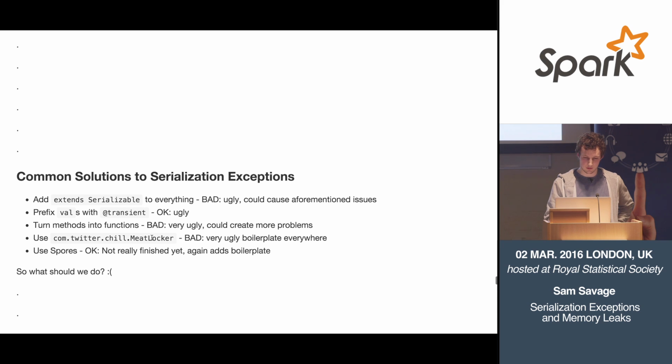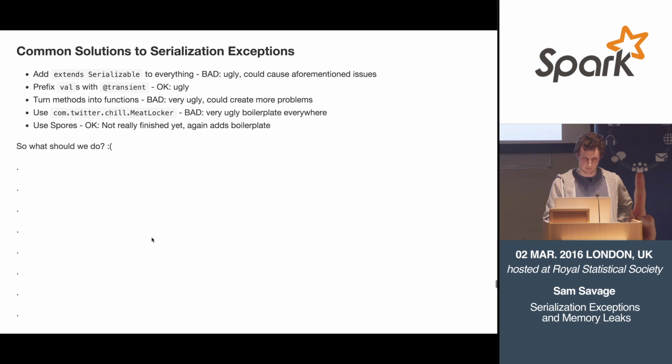So here are the common solutions. Okay, so this kind of stops the exceptions, but it doesn't stop the memory leaks, which in complicated applications can cause problems. And that 3-character difference did actually make one of my applications work. So you can put @transient everywhere. What does that do? That basically says don't serialize this value. It's a bit ugly.